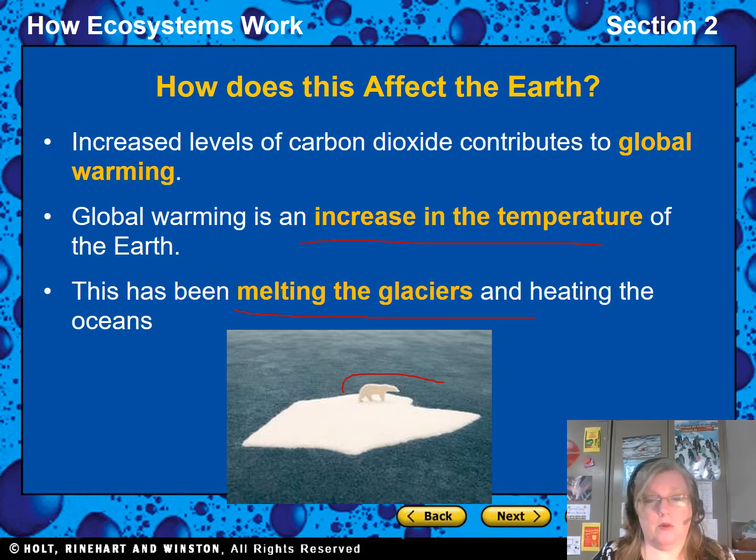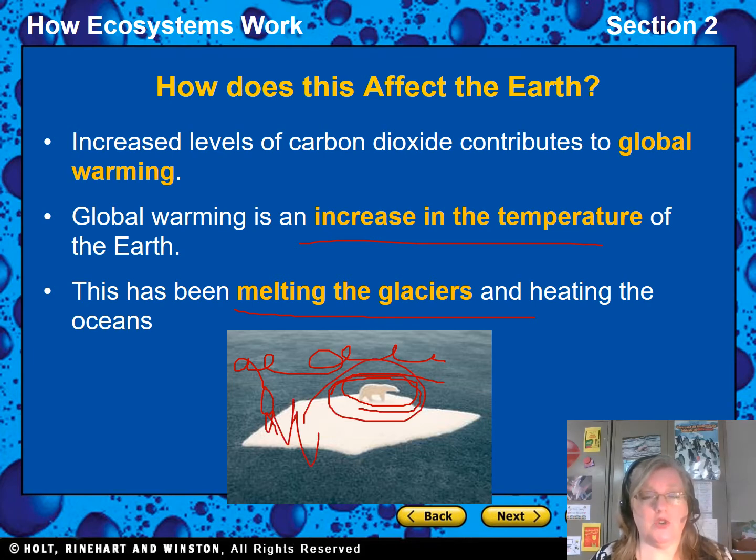Okay, you see our poor polar bear right here? They are very close to extinction, okay, because they swim really well, but they can't hunt while they're swimming. And they need the camouflage of the ice. If they're trying to hunt on land and it's like bushes and trees and mud and dirt and stuff, they're going to stand out like a sore thumb. They're not going to be able to catch their food.